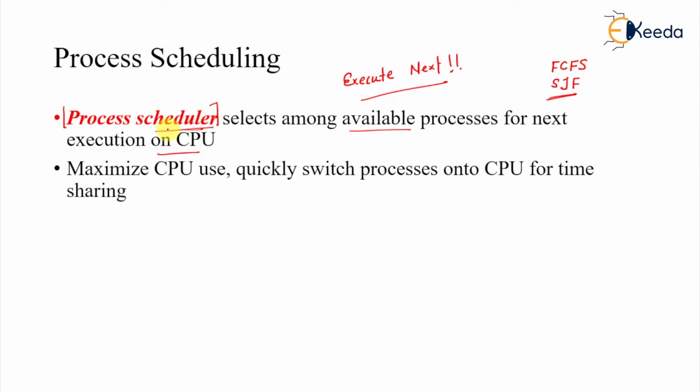While selecting the process for execution or allocating the CPU, one thing must be kept in mind in the scheduler: it has to maximize the use of the CPU. The CPU should not remain idle, and it should quickly switch processes onto the CPU for time sharing. So we will share the CPU, and it has to maximize the CPU utilization.